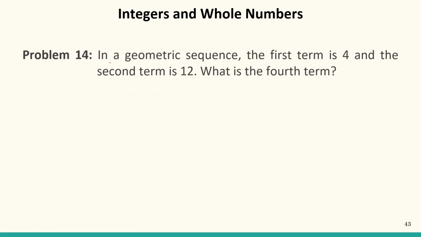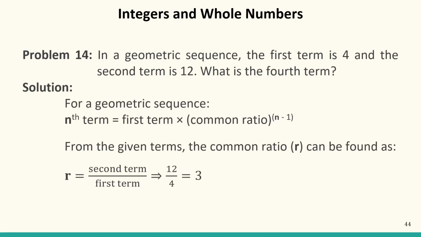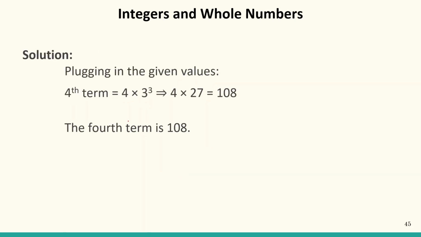So problem number 14. In a geometric sequence, the first term is 4 and the second term is 12. What is the fourth term? For a geometric sequence, the nth term is equal to what? First term into common ratio power n minus 1. From the given terms, the common ratio r can be found as what? Second term by first term. This implies 12 by 4 is equal to 3. So plugging in the given values, the fourth term is equal to what? 4 into 3 cube. This implies 4 into 27 is equal to 108. So the fourth term is 108.